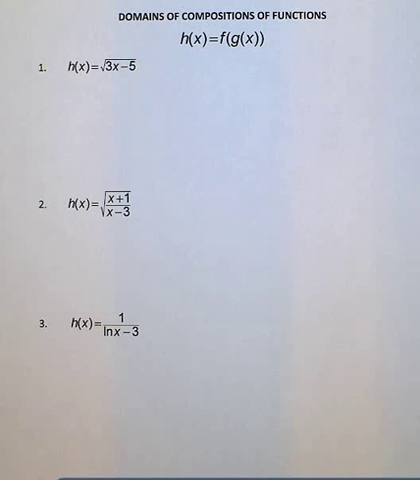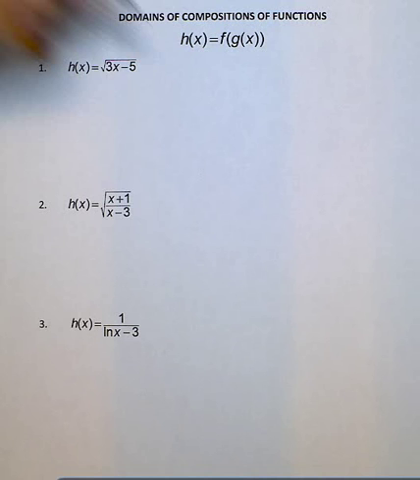In this video, we consider finding the domains of compositions of functions. That is, functions of the form h of x equal f of g of x, where f of x and g of x are simpler functions. As a first example, let's look at h of x equal the square root of 3x minus 5.